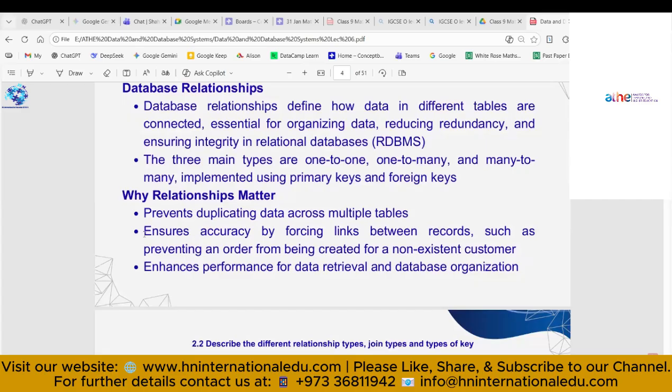like the data is not duplicated across all of the tables. And they ensure accuracy by forcing links between records, meaning rows, like how we have rows and columns, such as preventing an order from being created for a non-existent customer. So if a customer does not exist, then how can we create an order for that customer? So this is how we ensure accuracy. Then they enhance performance for data retrieval and database organization.